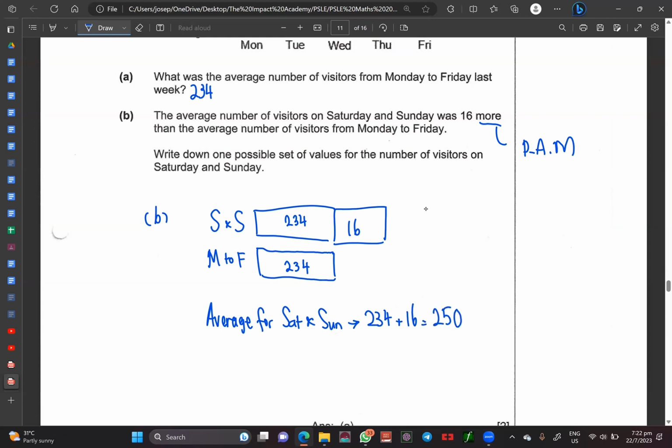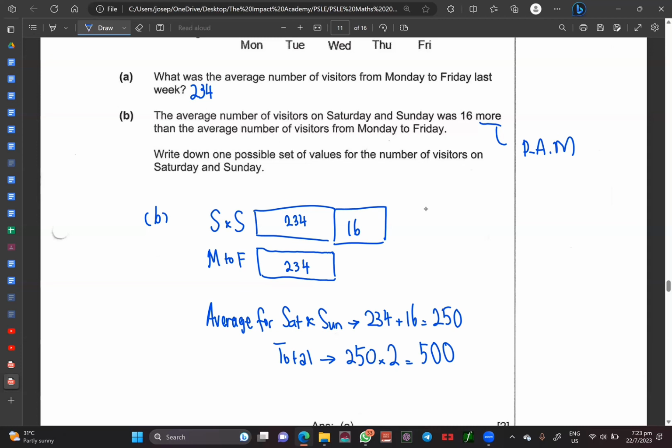Now, but this is the average. What do I always tell you? Every time you are given an average and you are given the number, you quickly find your total. So I know my total number of visitors for Saturday and Sunday is basically 250 times 2, which gives me 500.